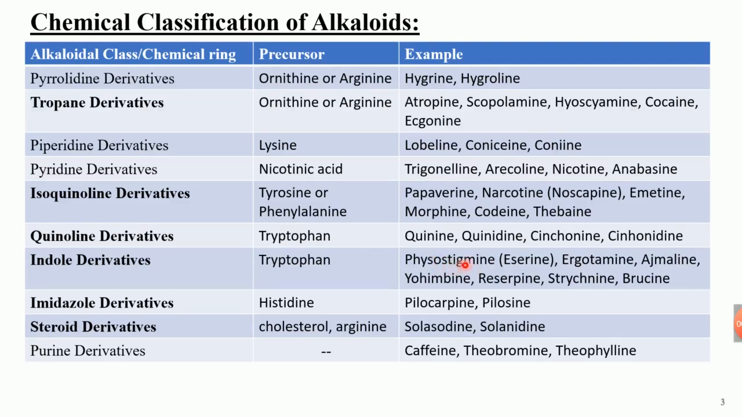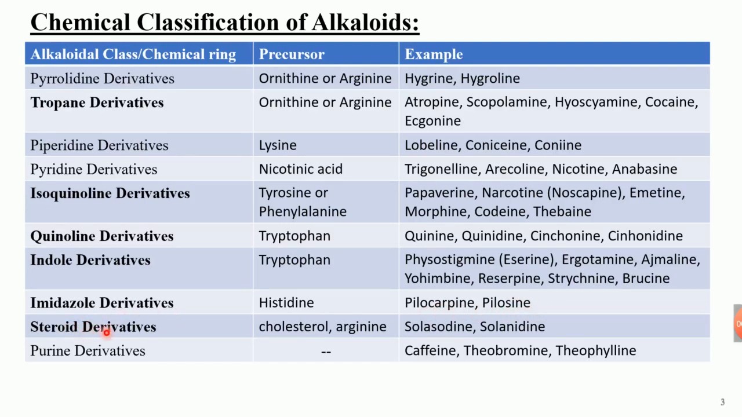Examples include physostigmine or eserine, ergotamine, ajmaline, yohimbine, reserpine, strychnine, brucine. Also, vinca alkaloids like vincristine and vinblastine come under the indole type of alkaloid. Next is imidazole alkaloid. Imidazole alkaloids are synthesized from the amino acid histidine. Examples include pilocarpine and pilosine.